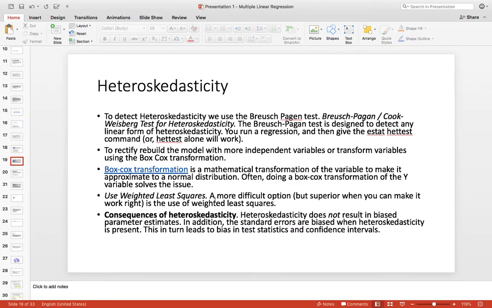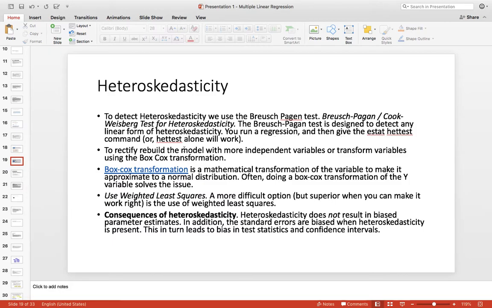Heteroscedasticity is detected using the Bruce-Pagan test or the Cook-Weisberg test of heteroscedasticity. The Bruce-Pagan test is designed to detect any linear form of heteroscedasticity. You run a regression, and then give E-stat. Now this is how you do it in R.